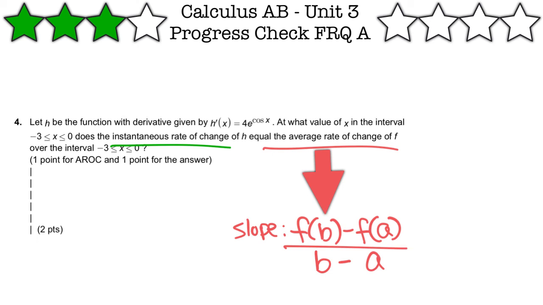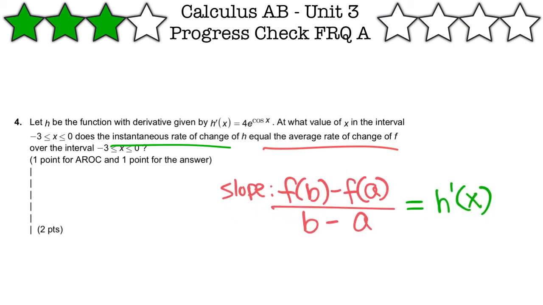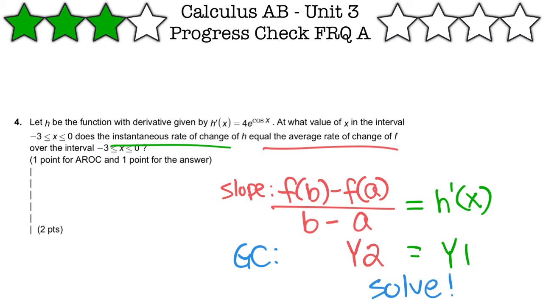The second point is for finding when that average rate of change is equal to h prime. We need the graphing calculator for that. And the graphing calculator needs to be in radian mode. Enter h prime in y1 and enter the average rate of change of f in y2. Then find the x value in which y1 equals y2. Try it out, or just listen to this last thought.